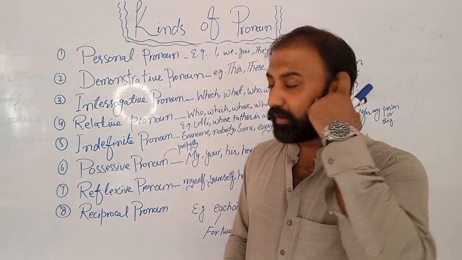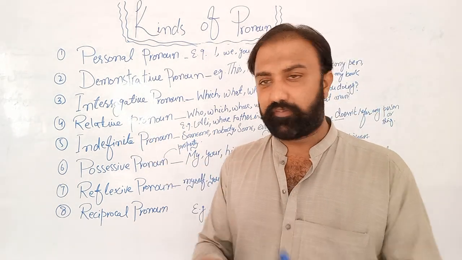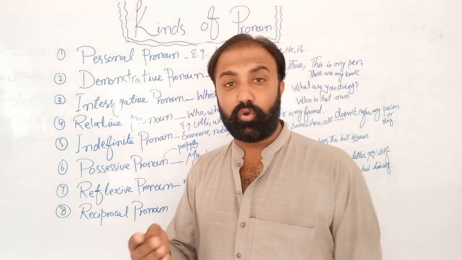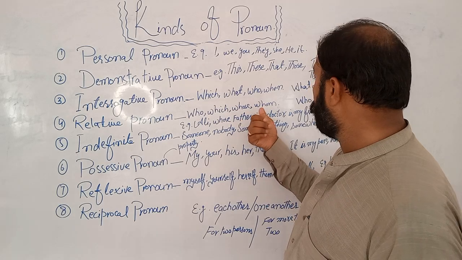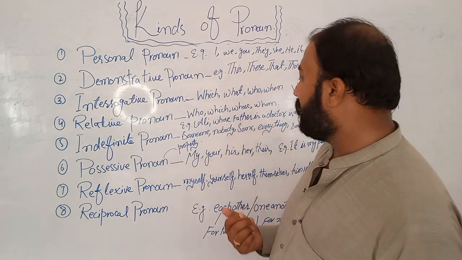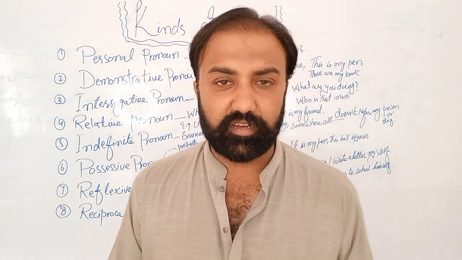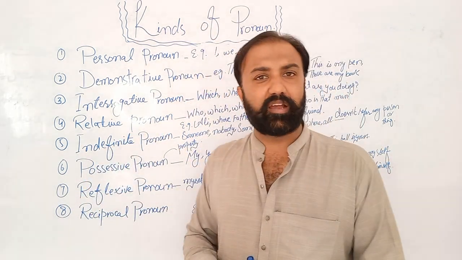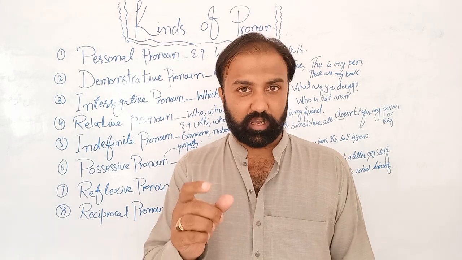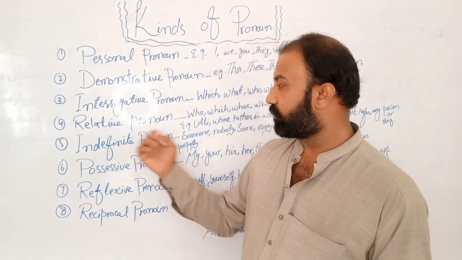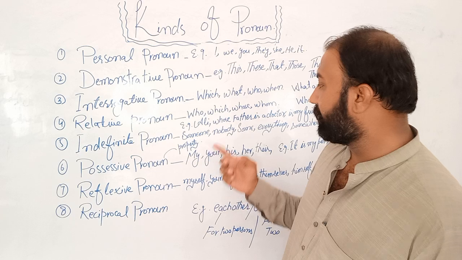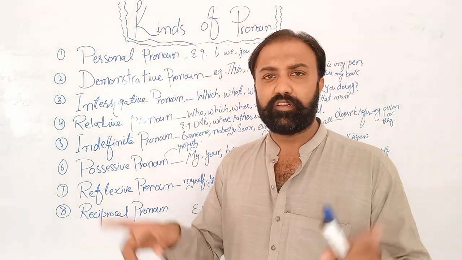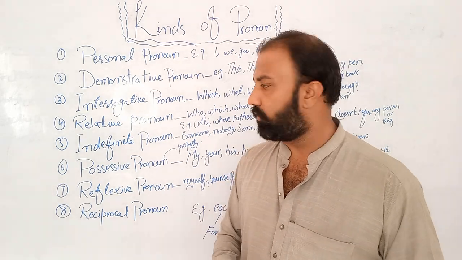Next we have the relative pronoun. Relative pronouns like who, which, whom, where things get connected. For example, Ali, whose father is a doctor, is my friend. Basically in the relative pronoun, we attach a clause or a phrase to the main sentence. So this is called a relative pronoun.